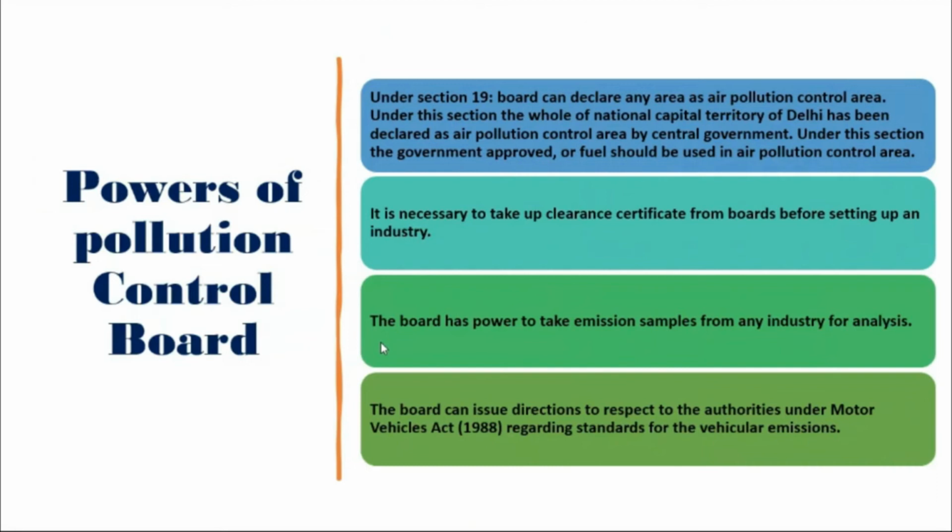Then the board has powers to take emission samples from any industry for analysis. A surprise visit can happen to an industry for the collection of samples. It is the same in water also. The samples of water and air can be taken, and analysis can be done, and later on, if there is any violation in certain parameters, that can lead to a penalty or shutting down the business if it is a gross violation. The boards can also issue directions to the respective authorities under the Motor Vehicles Act regarding standards for motor emissions. So these were the various powers of the pollution control boards.